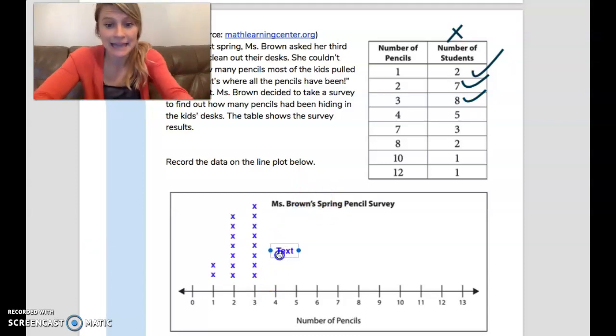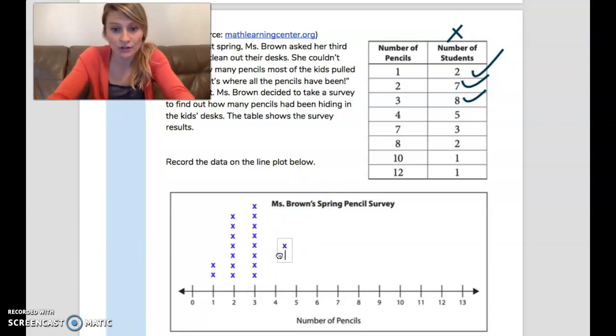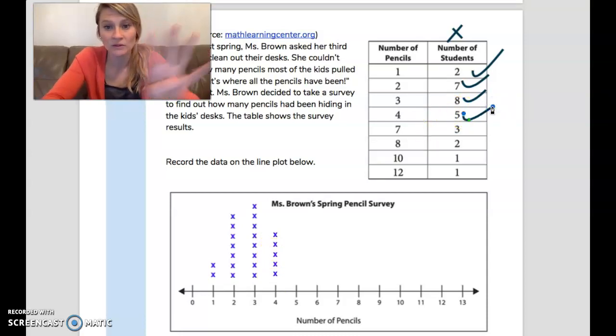This is exactly what you're doing on Zearn. So if you haven't done this yet, I would really encourage you to get on Zearn and try it out, because you're going to be creating graphs. This is what we would have been doing in class. Do you see how there's 5 X's, which stands for students who needed 4 pencils?